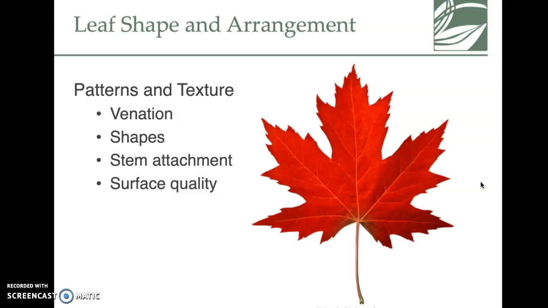Leaf shape and arrangement, there's many different patterns and textures. They call venation a really fancy way of saying these lines in here. They call them all veins that you can faintly see. If you think about how our veins work in our body, they help our blood travel, but they also help get nutrients throughout the body. That's kind of what the veins in a plant are doing too. They also have unique shapes like I already talked about. This right here is actually the stem attachment too. They also have different surface qualities.